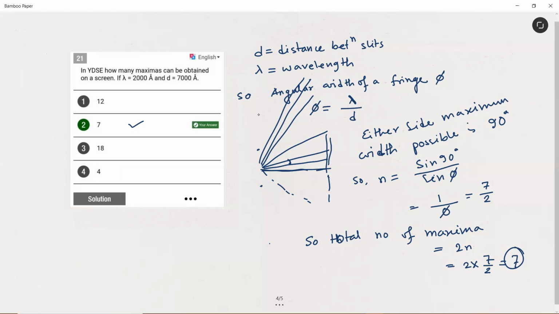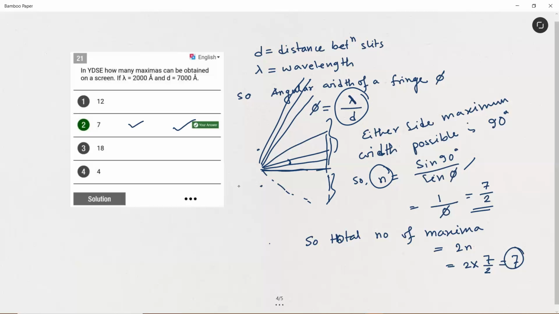Now what is the angular width of a single fringe? That is phi equals lambda by d. That is the equation we have to use. So the number of fringes will be sine 90 by sine phi, and as phi is very small, we can replace sine phi by only phi. After doing those calculations, we get the number of fringes is 7 by 2 on either side. So the total number of maxima will be twice that of n, that is 7. So this is the answer.